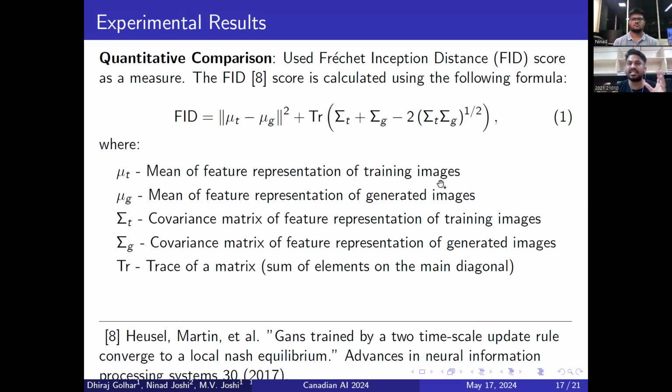Similarly, pass the images generated by the generator to the VGG. After some layers we get the features of those generated images and take the mean of those image features. So mu_g is the mean of the feature representation of the generated images. Similarly, we can calculate the covariance matrix of the feature representation of the training images, and sigma_g is the covariance matrix of the feature representation of the generated images, and tr is the trace of the matrix.